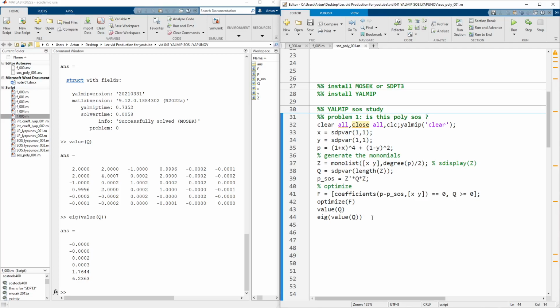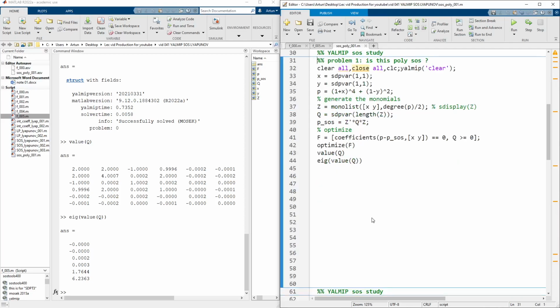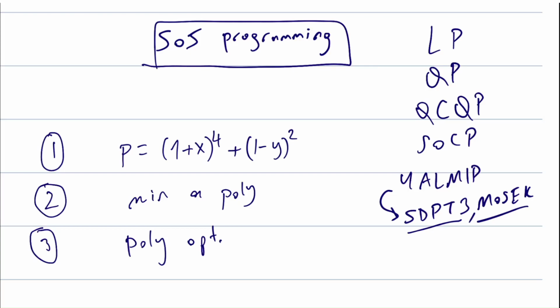So let's go back to the tablet. Okay, wait a sec, made a mistake again. Come on. Okay, what's our second problem? Let me check my notes.